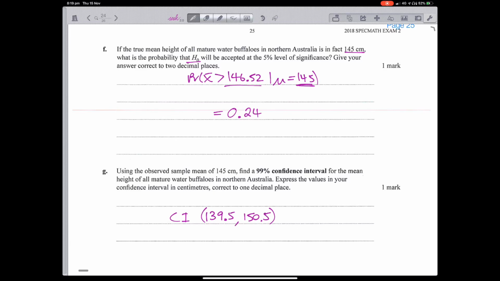139.5, 150.5. So using the sample mean of that, find the confidence interval for the mean height of all mature water buffaloes. Express the values in centimeters, correct to 1 decimal place. Okay, so that's our 99% confidence interval. We would expect, if we got a whole heap of sample means, if we got 100 confidence intervals, 99 of them would contain the real population mean, which was 145. But that's our confidence interval based on that sample mean, 139.5 to 150.5. And we're done.